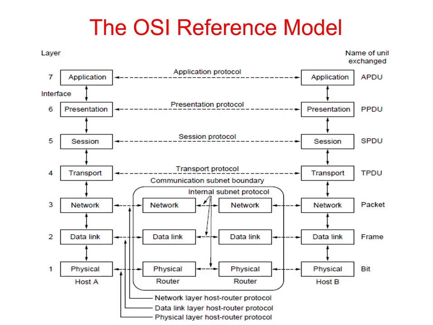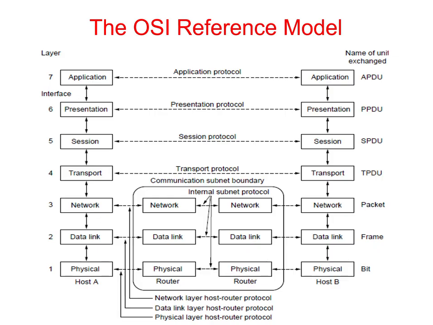These total 7 layers are represented in this architectural way. The topmost layer is the application layer and the bottommost layer is the physical layer. The representation is from application layer, presentation layer, session layer, transport layer, network layer, data link layer, physical layer. These layers are represented from top to bottom. Each layer performs some individual specific functionalities.